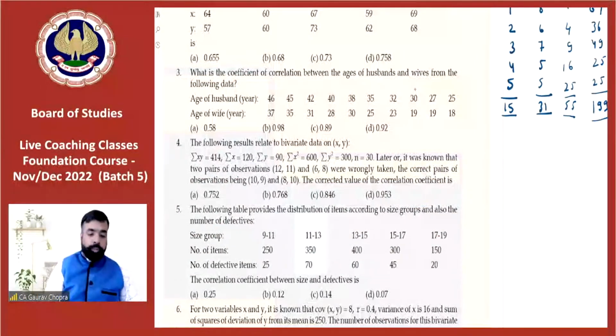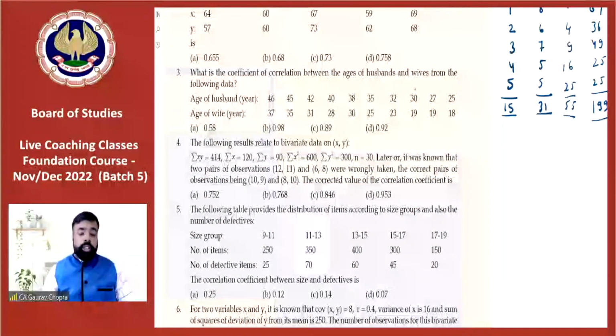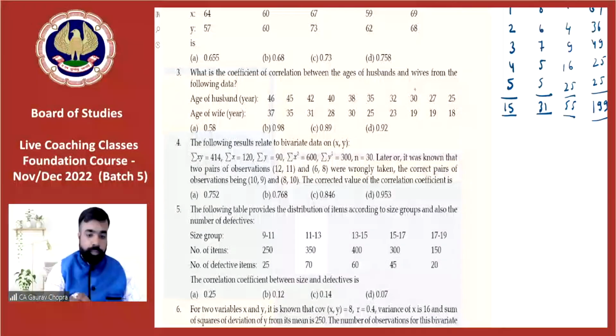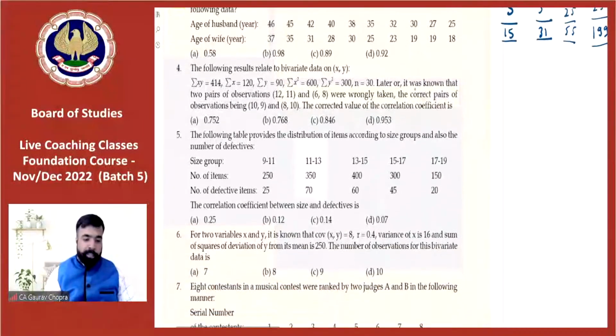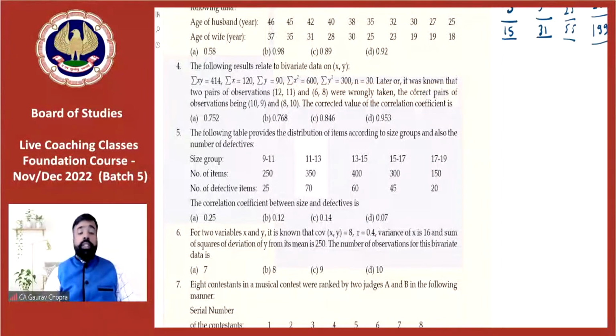Okay, so now let us start with question number third. Question number third is about coefficient of correlation between age of husband and age of wives from the following data. Now again, here we are having age of husband in years and age of wife in years. So again, this is a similar kind of question and can be done directly. So I think it is not a different one. Yes, now fourth is a different one. Let us try the fourth question.